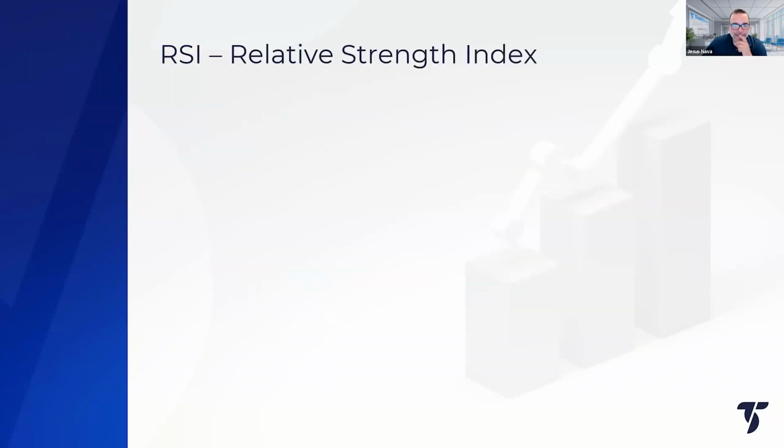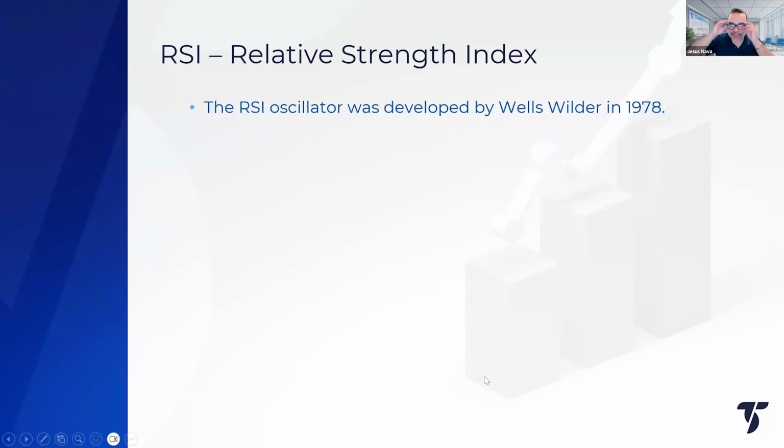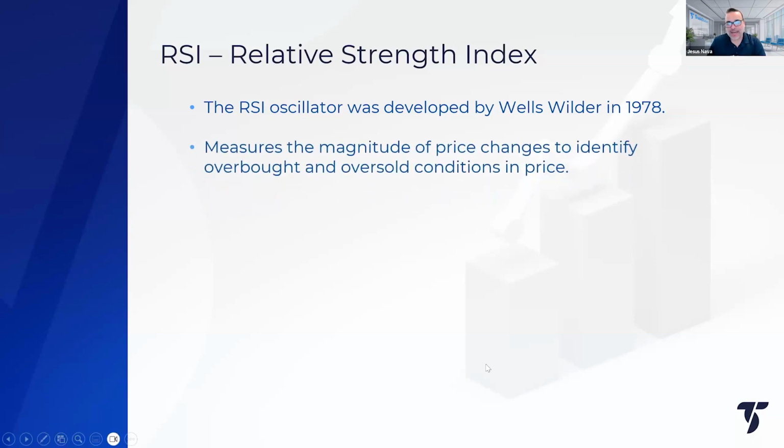All right, let's go to the RSI, because the RSI, again, is a very similar study. It's not 80 and 20. RSI by default uses 30 and 70. So the overbought and oversold levels for the RSI are slightly different than the stochastics and the percent R. The reason why, I'm not really sure, but it was developed by a gentleman by the name of Wells Wilder in 1978, and it measures the magnitude of price changes to identify overbought and oversold conditions.